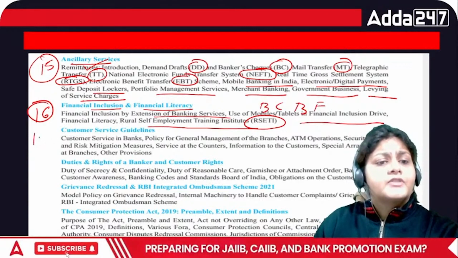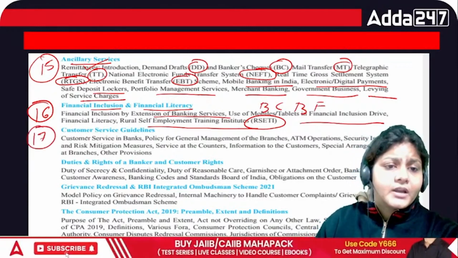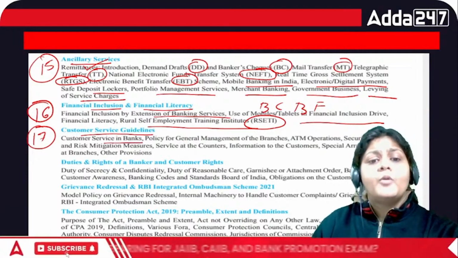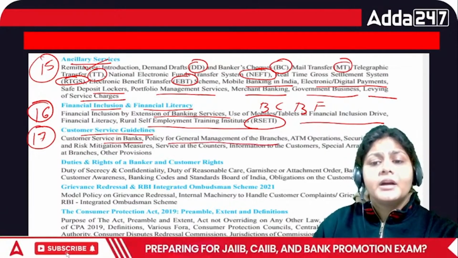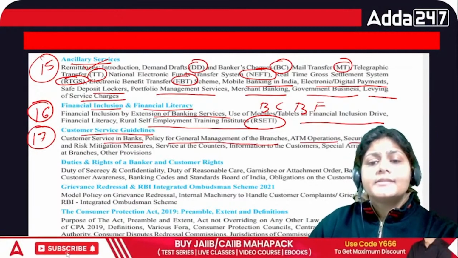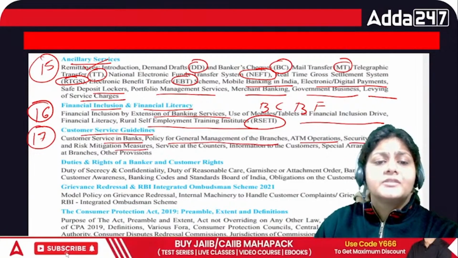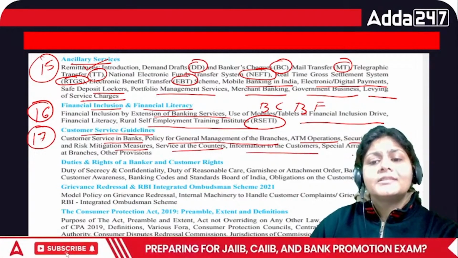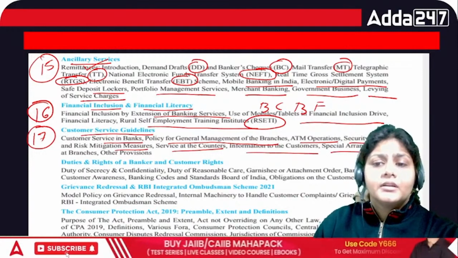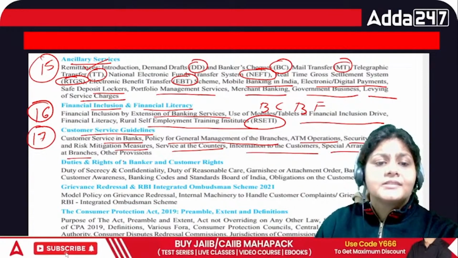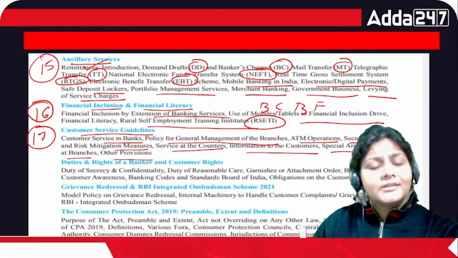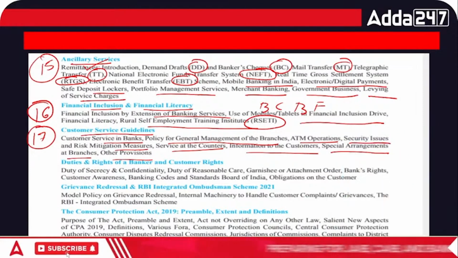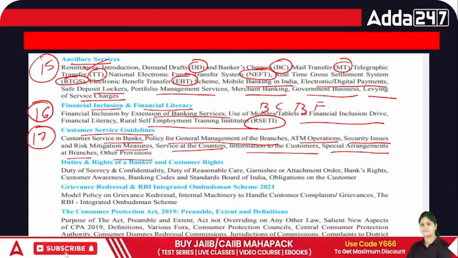Then we have chapter number 17, customer service guidelines. So what is a customer service in the bank? Then policy for general management of the branches, ATM operation, security issue and risk mitigation measures, service at the counter, information to the customer, special arrangement at the branches, other provision. Okay, so this is all we are going to cover under the customer service guidelines. So this is your chapter number 17, right?